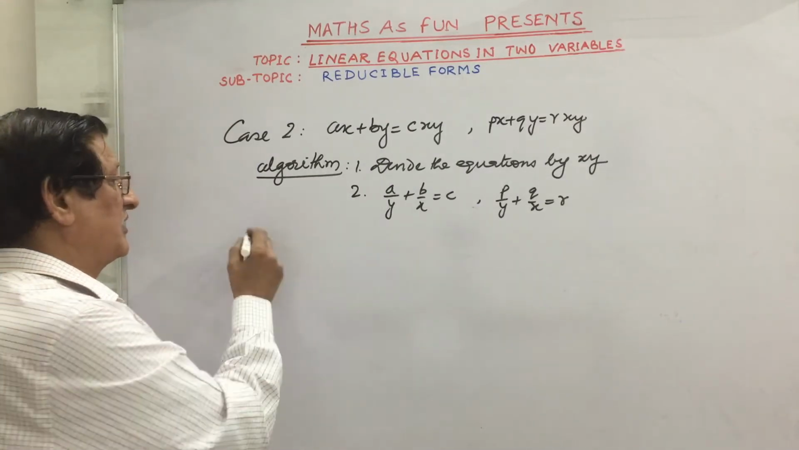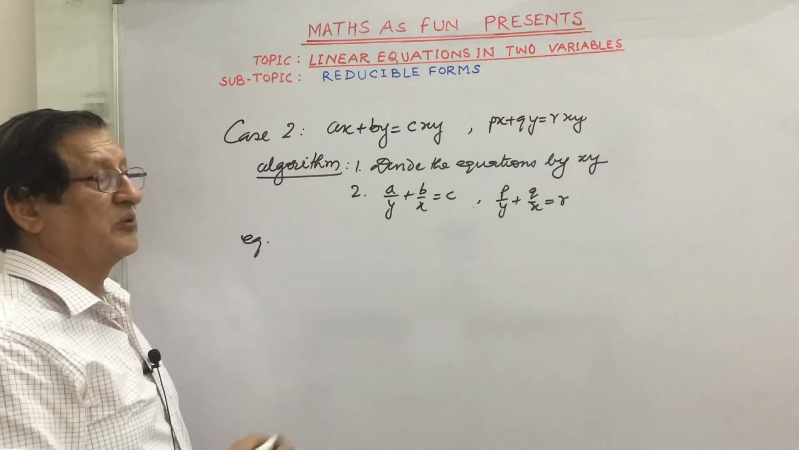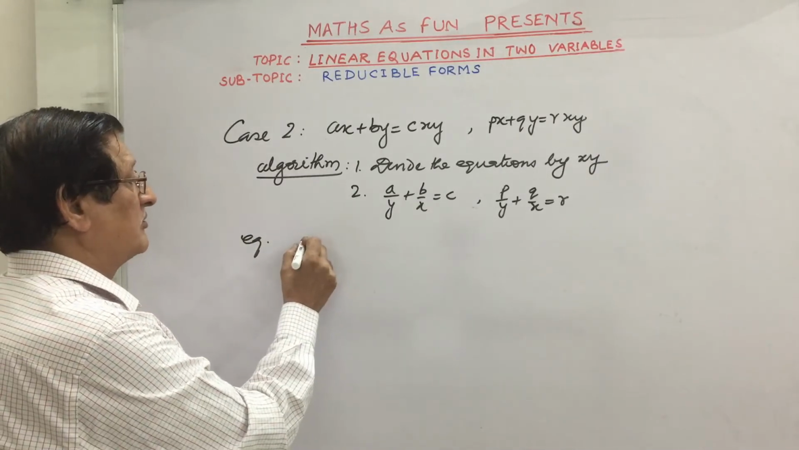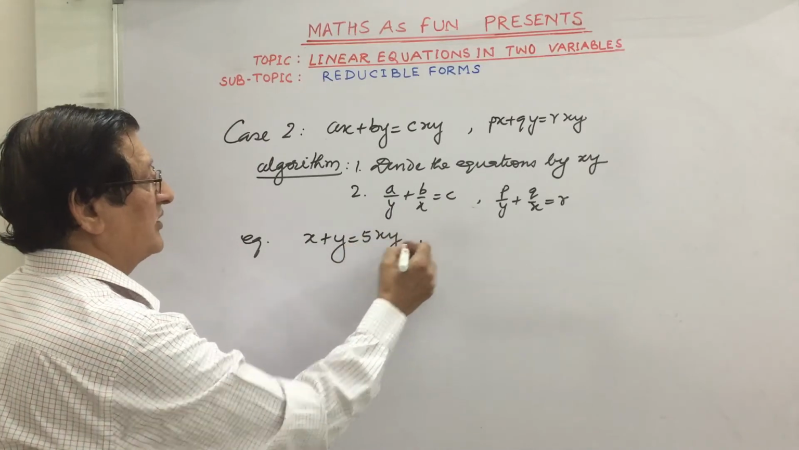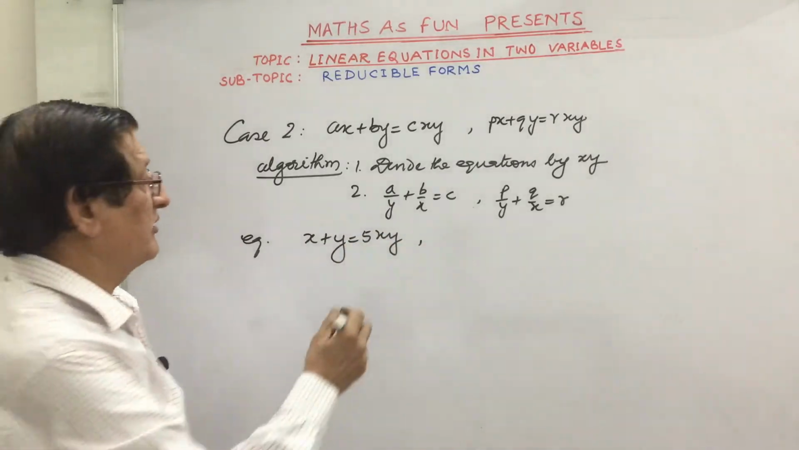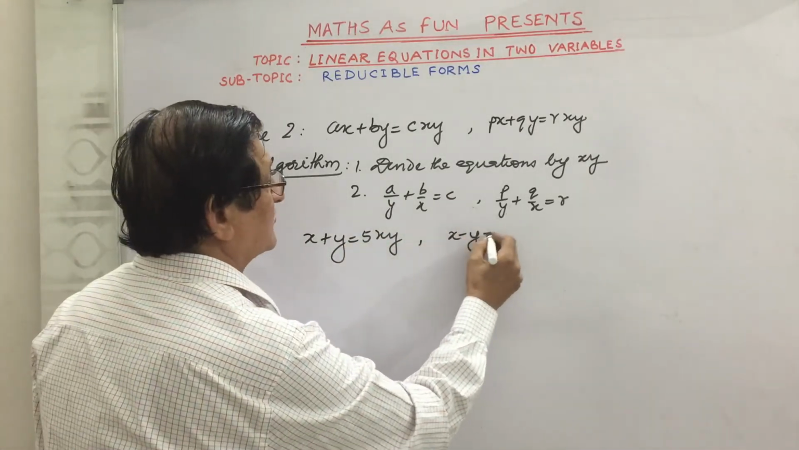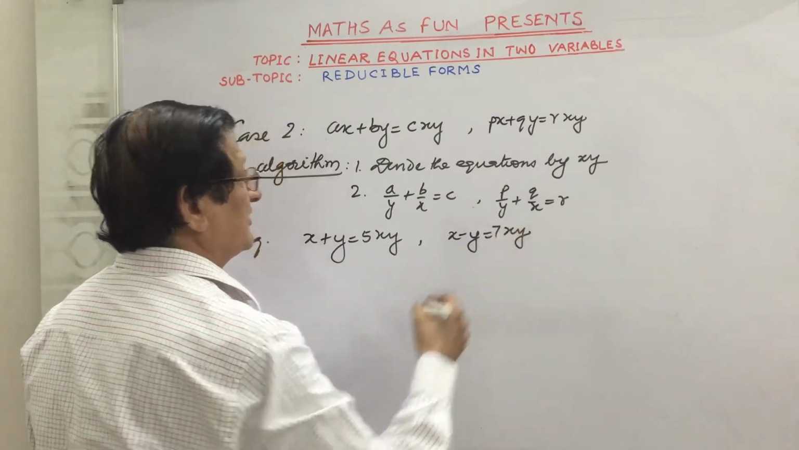Let's take one example for this also. Suppose we have the equation as x plus y equal to 5xy, and another equation is x minus y equal to 7xy.